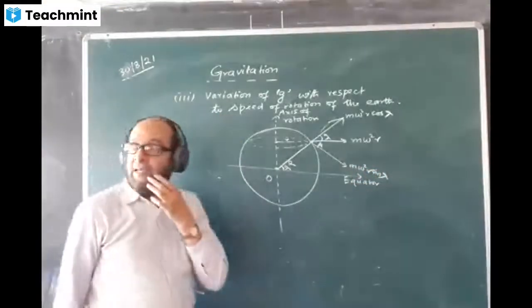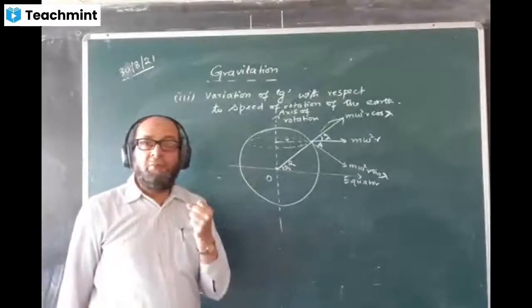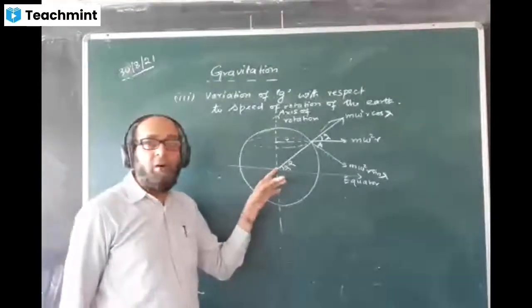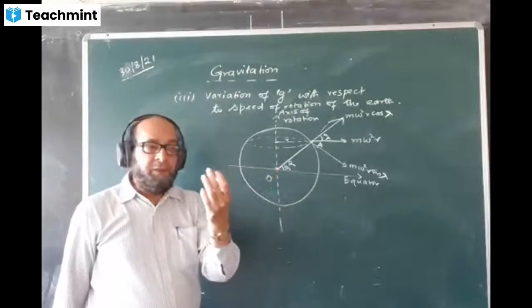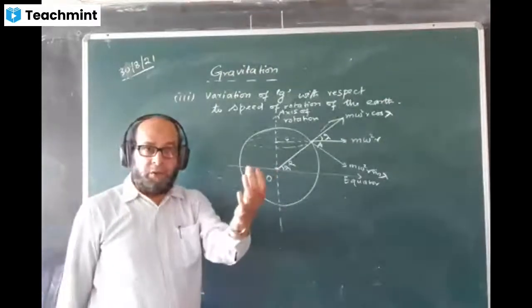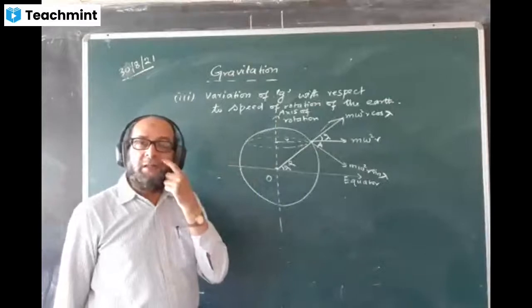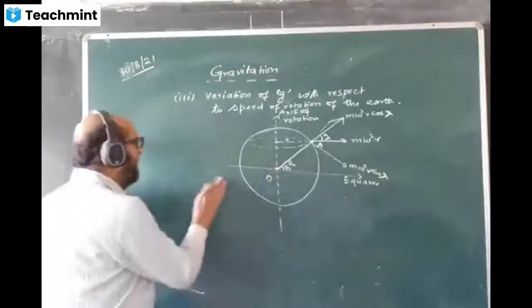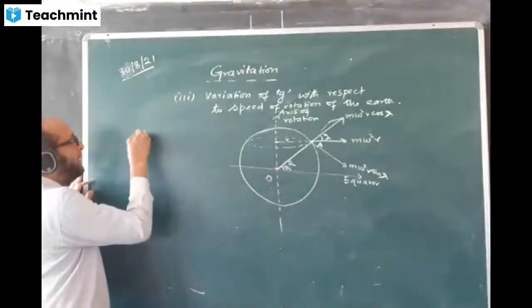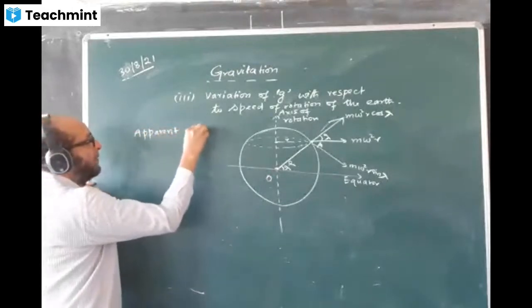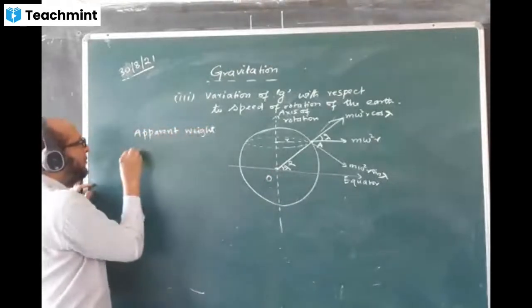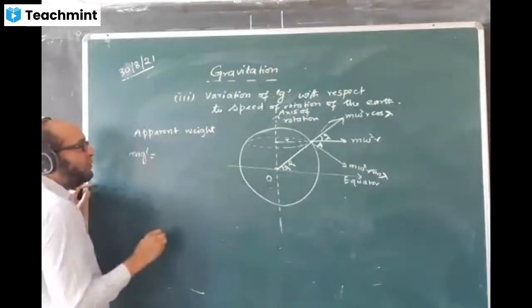What is called acceleration due to gravity? The acceleration with which the body is attracted towards the earth, or the weight of the body, the force with which the body is attracted towards the center of the earth. You can write here the apparent weight. Apparent weight will be equal to mg dash.